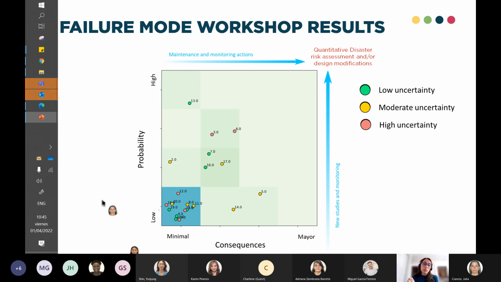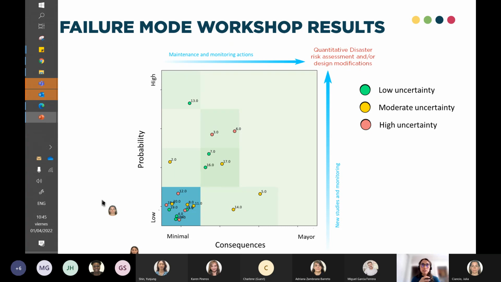At the left, you have minimal or no consequences, both in terms of economic losses and social losses, like impacts on lives. And on the right side, you have major consequences. Each dot that you see in the graph is the opinion of one expert. So this is a really nice way to plot in the same graph the opinion of several people on the same aspect.